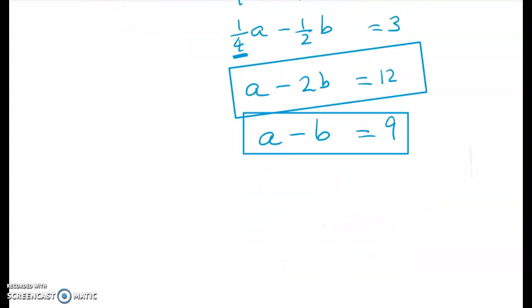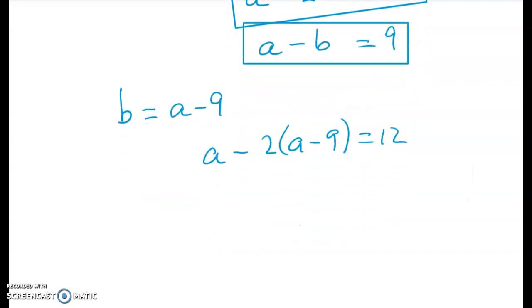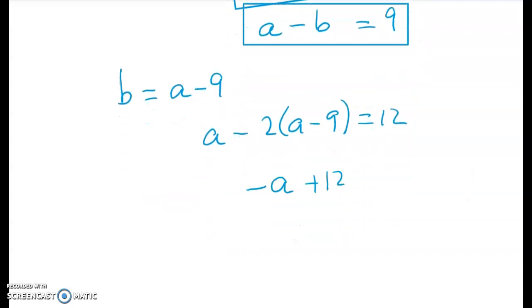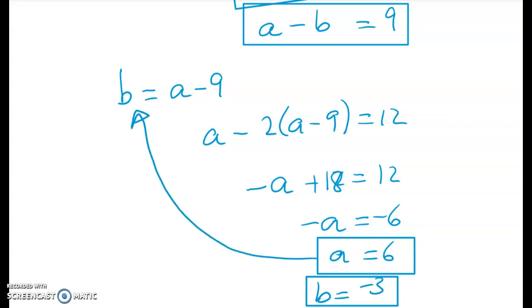You can either use substitution or elimination. I usually like elimination, but in this case we can easily say that b is equal to a minus 9. I know most of you are going to use this method, so I'll do it too. So a minus 2 into a minus 9 is equal to 12. That gives me negative a plus 18 is 12. Negative a is equal to negative 6, a equals 6, and b must equal negative 3. Okay, so we've substituted this a value back into here.